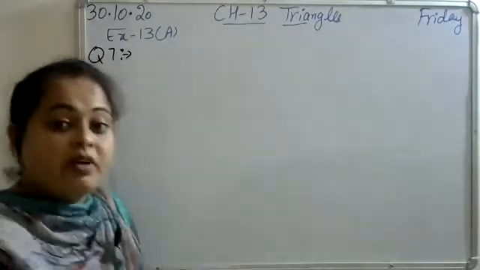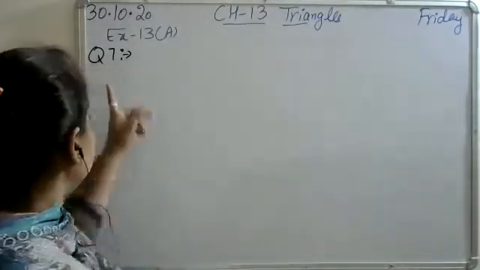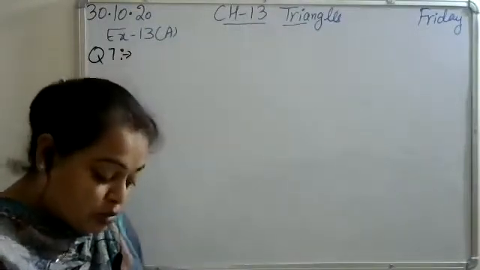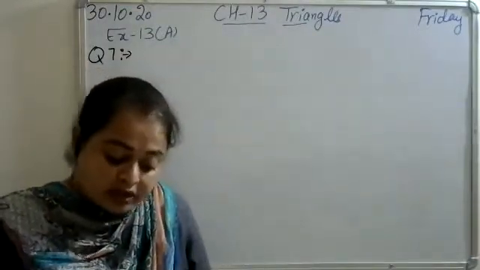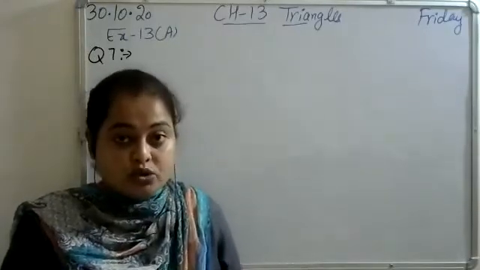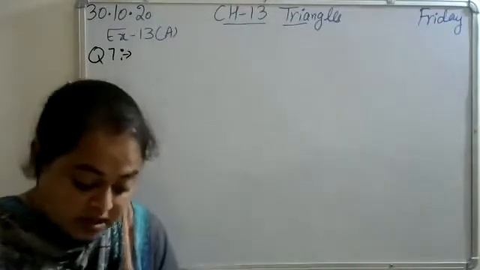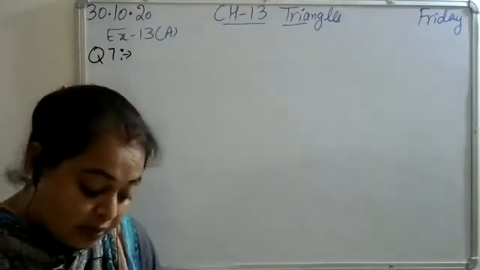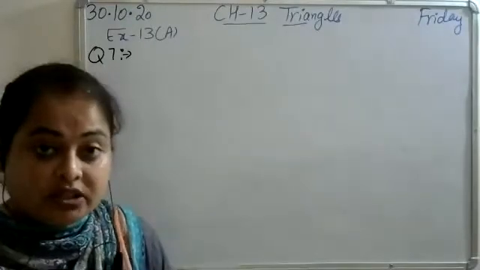So good morning everyone. Let's start with seventh question of exercise 13A. Seventh question is the angles of a triangle are in the ratio 2:3:4. This is given. Ratio is given in this question. Find the measure of each angle of the triangle.